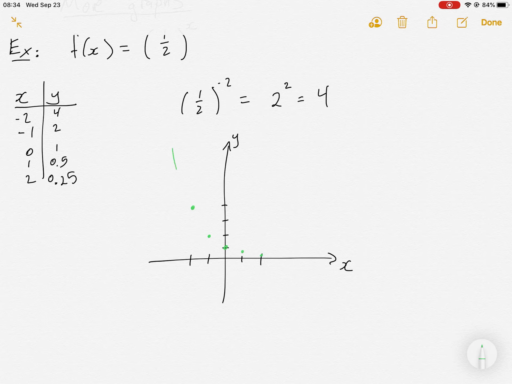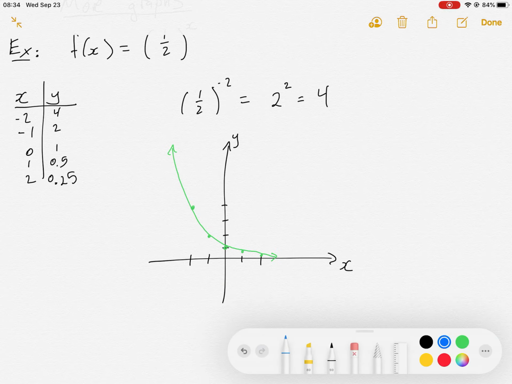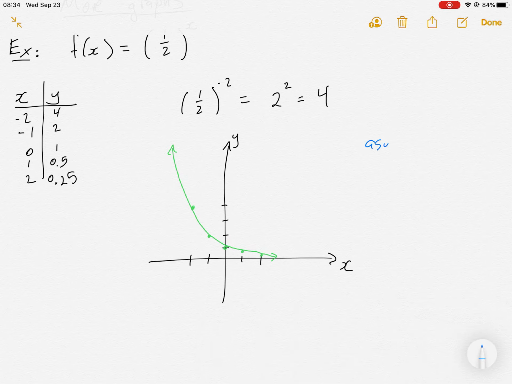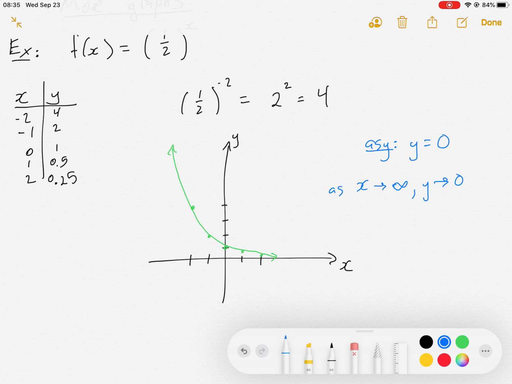So in this case, the graph on the right side is approaching its asymptote rather than on the left side. So in this case, we would say the asymptote is still y equals 0, or the x-axis. But now we would say as x goes to positive infinity, y goes to 0. And in this case, we would call it exponential decay.